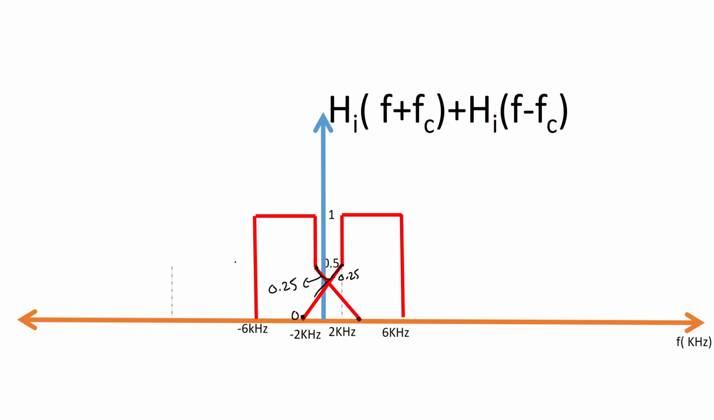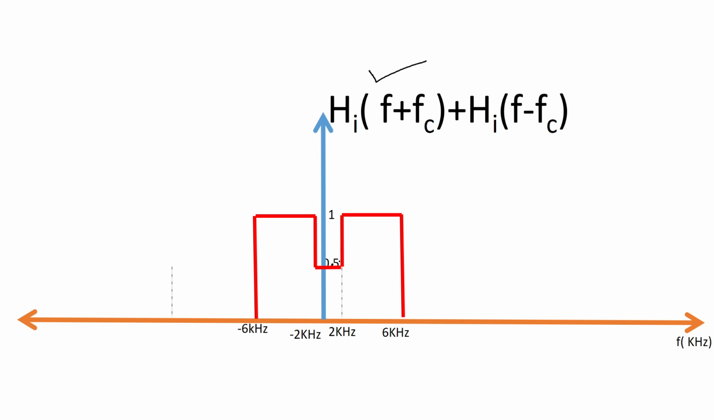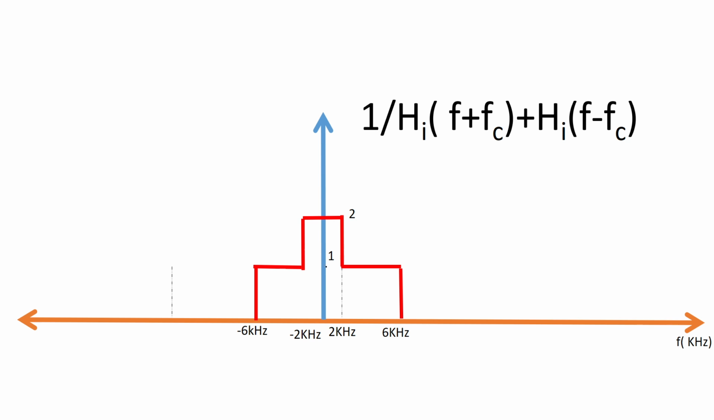So now we are going to take the reciprocal, and as a result, when I take the reciprocal, I have this function. Because 1 divided by 0.5 is 2, and 1 divided by 1 is 1. As a result, I am going to get the response of this function. So this is your response of the output filter H naught of f. So we have found the response of the output filter H naught of f, and that's what was required in the question. Thank you.